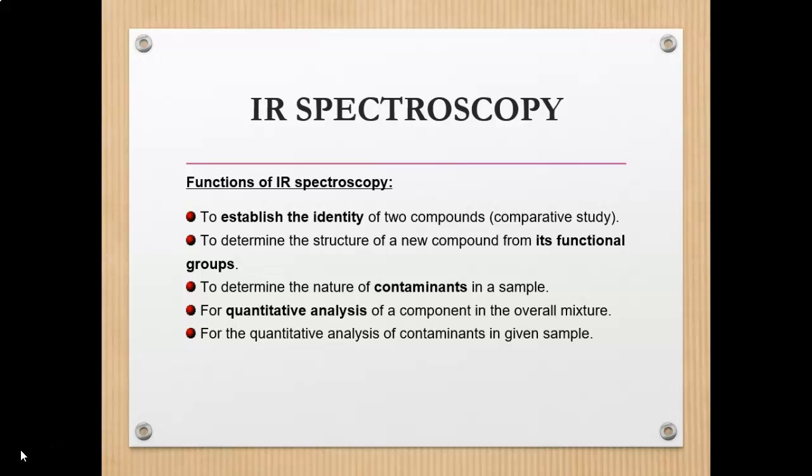Third one, we want to determine the nature of contaminant in a sample. Okay, if you have a food sample, for example, oil, in the oil you want to know is there any contamination? For example, is there any presence of acid or so on? So you can determine the functionality of that contaminant. Make sure you know the structure of the contaminant that might contaminate your sample, okay, for easy determination.